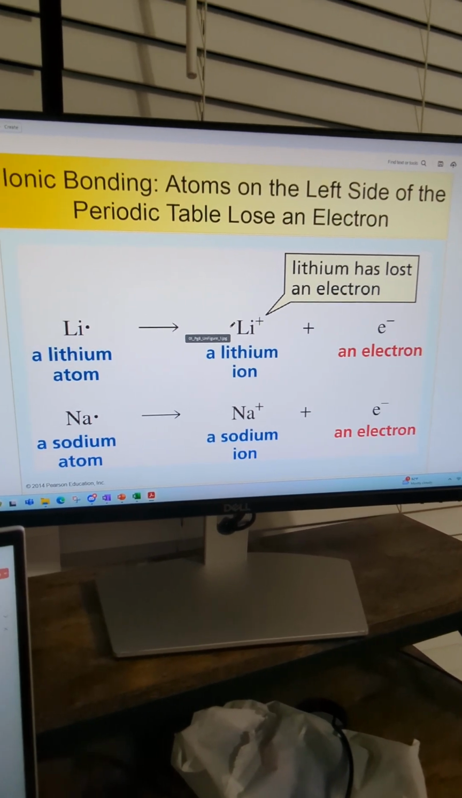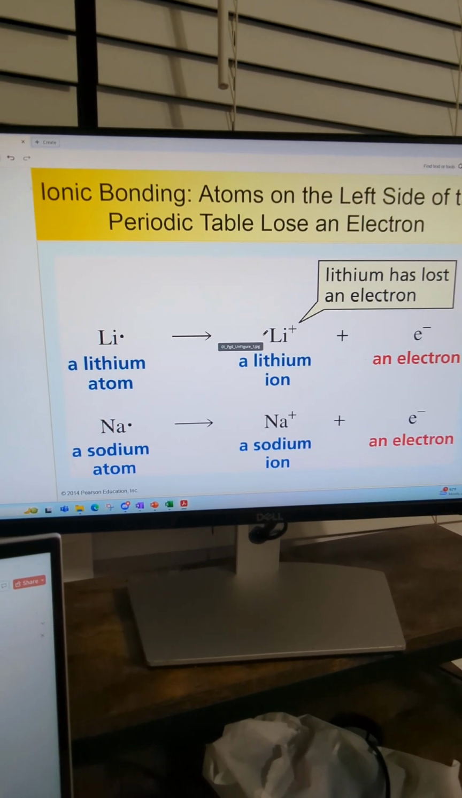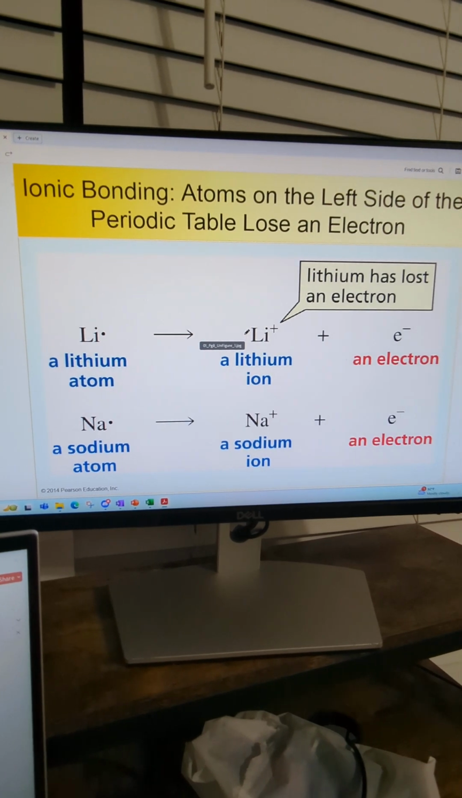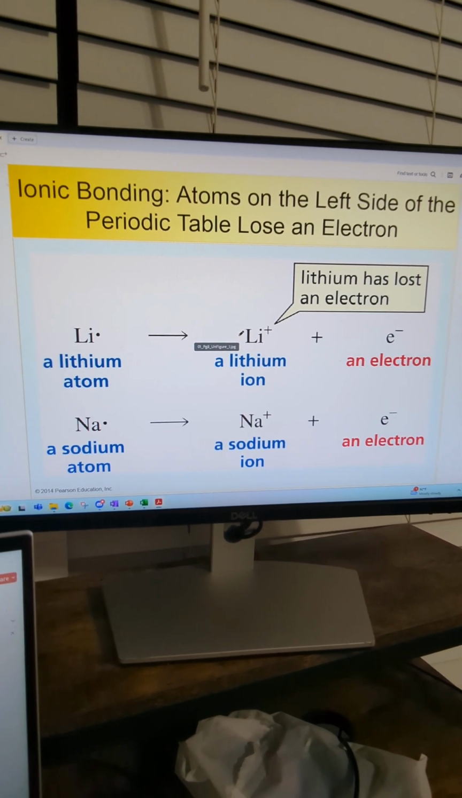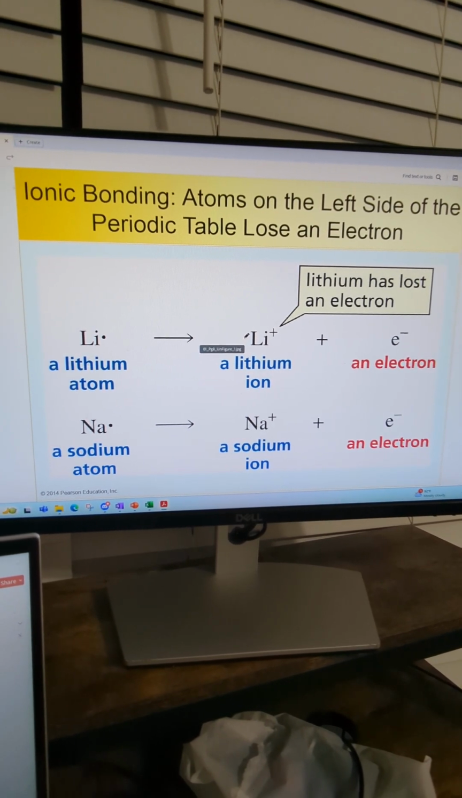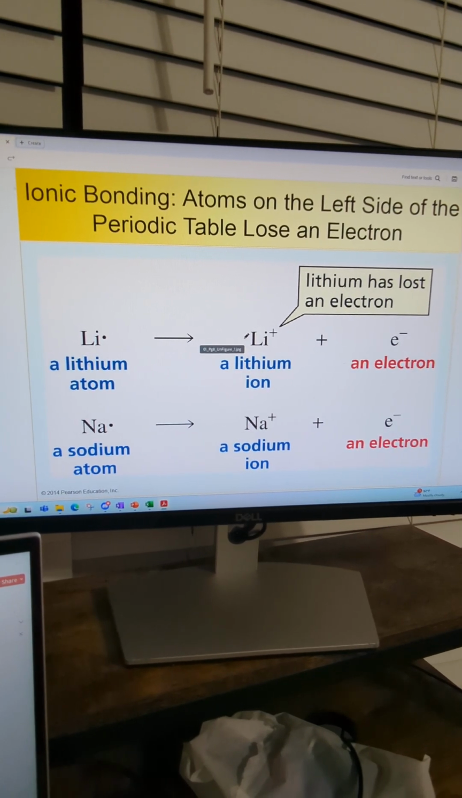Hello. In this video, we will talk about ionic bonding and covalent bonding. But before we understand ionic bonding, we have to understand how each column or each group behaves.